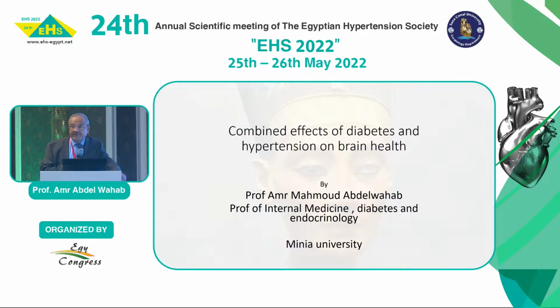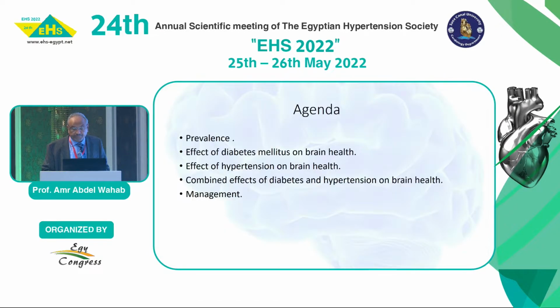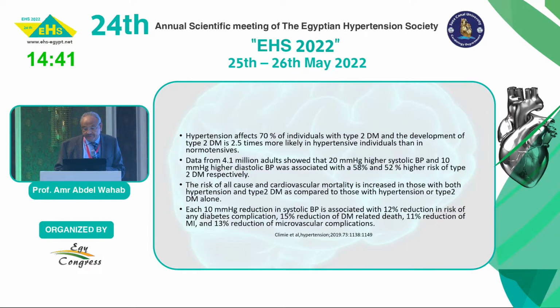In the next 15 minutes, I'll try to cover the subject of combined effects of diabetes and hypertension on brain health. I'll talk about the prevalence, the isolated effect of diabetes on brain health, hypertension on brain health, and the combined effects of diabetes and hypertension. And finally, what we can do for such a patient.